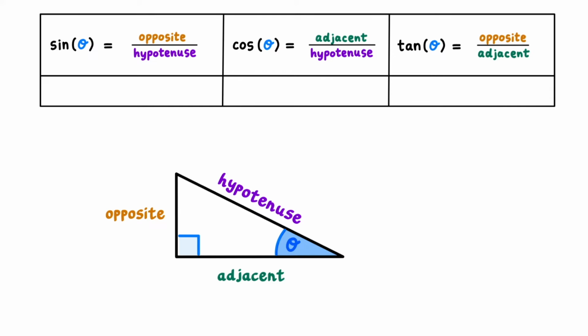A nice way to remember these results is to focus on the first letter of each word. S for sine, O for opposite, and H for hypotenuse gives us SOH. C for cos, A for adjacent, and H for hypotenuse gives us CAH. T for tan, O for opposite, and A for adjacent gives us TOA. Putting these all together gives us the word SOHCAHTOA.